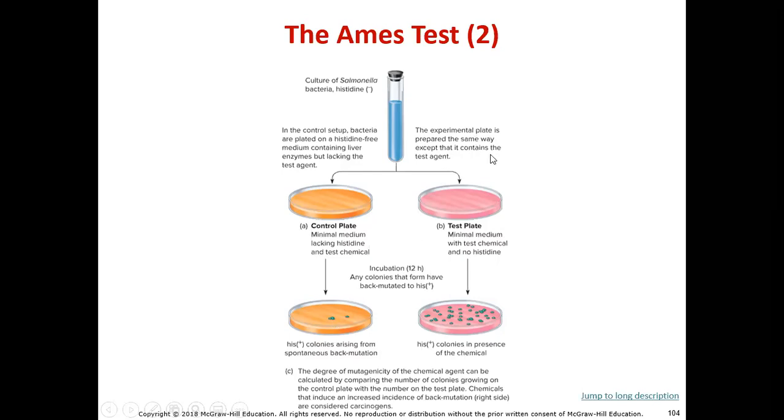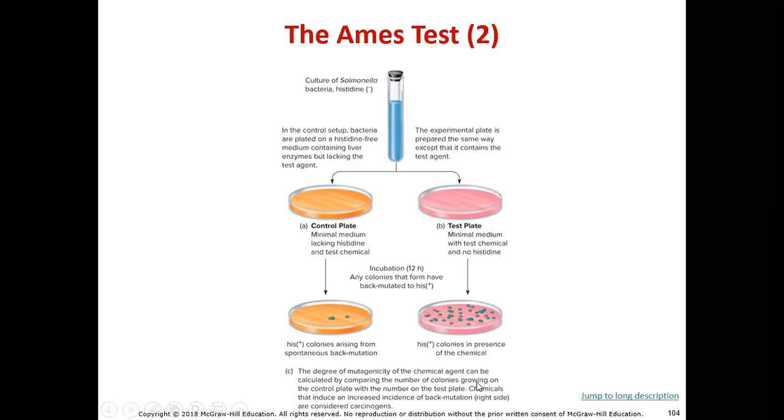The experimental plate is prepared the same way, except that it contains a test agent. So now you have a plate with a chemical in it. The test chemical has no histidine. Colonies in the presence of the chemical mutate. And there you can see how the degree of mutagenicity of the chemical agent is calculated.